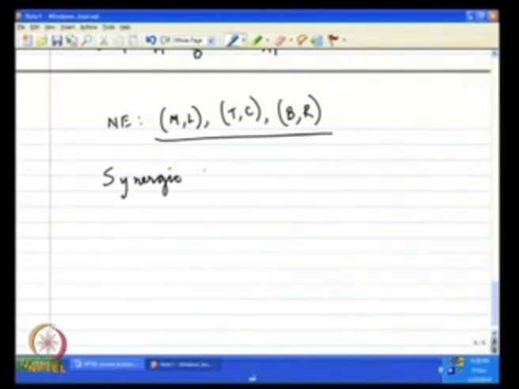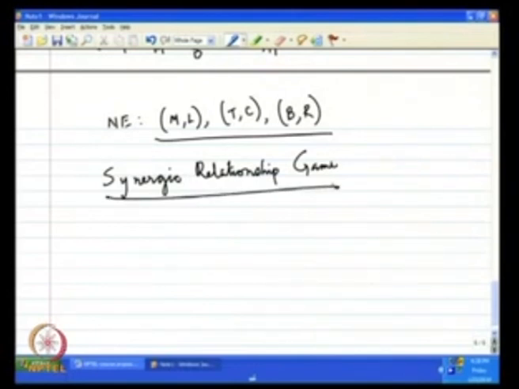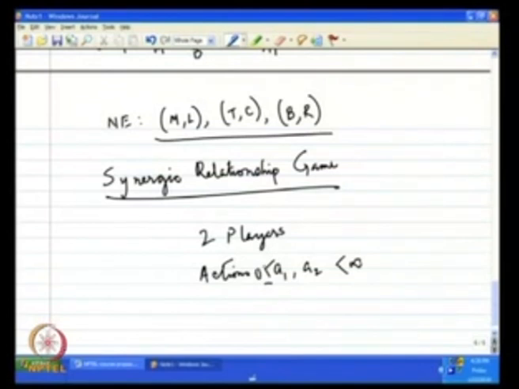This game is called the synergic relationship game. And the idea is the following: I have two players, and the actions that they can take, let us call A1 the action of the first player and A2 the action of the second player. They can be any number between 0 and infinity. So, any non-negative number is allowed as an action.